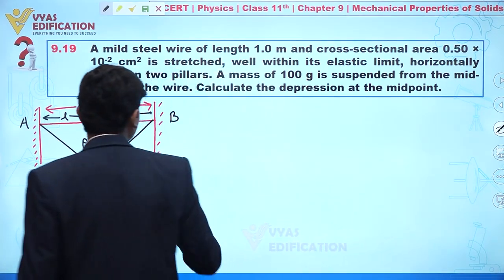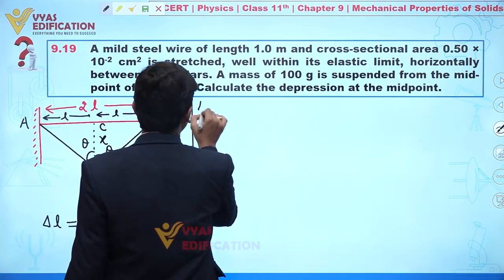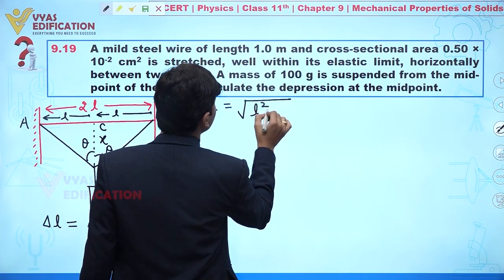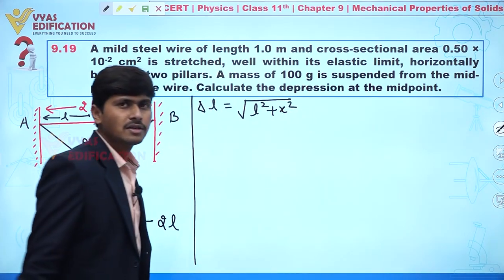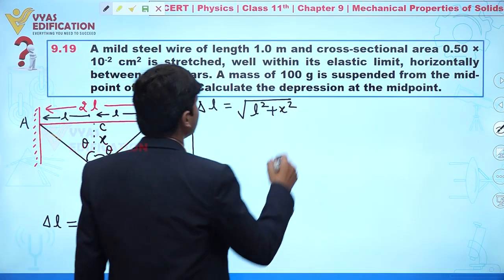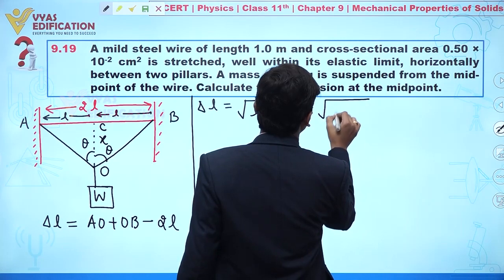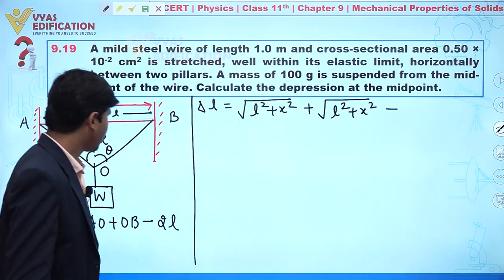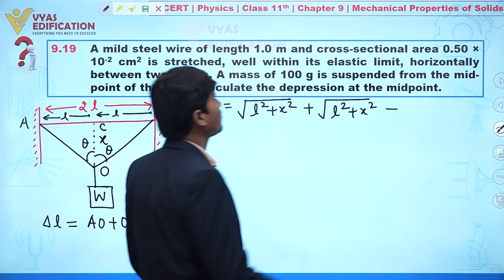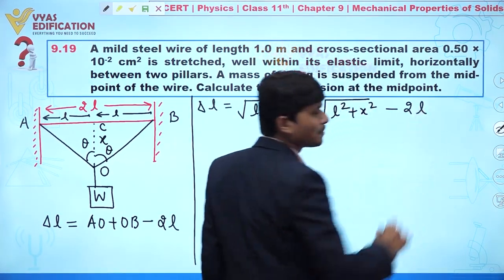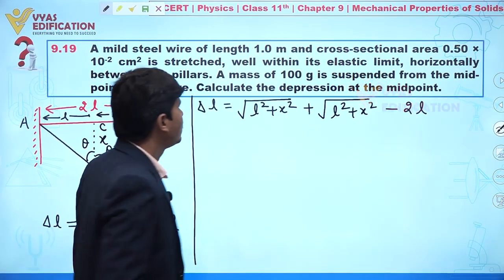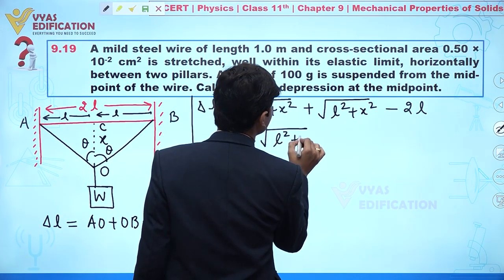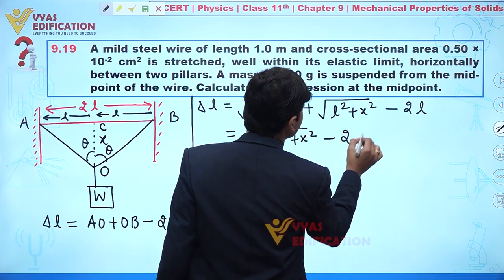So we can write the value of delta L, which is given by AO, that is under root of L square plus X square. You will get the same value for OB, under root of L square plus X square. Minus twice of L. So from here we can say delta L is equal to twice of under root of L square plus X square, minus 2L.